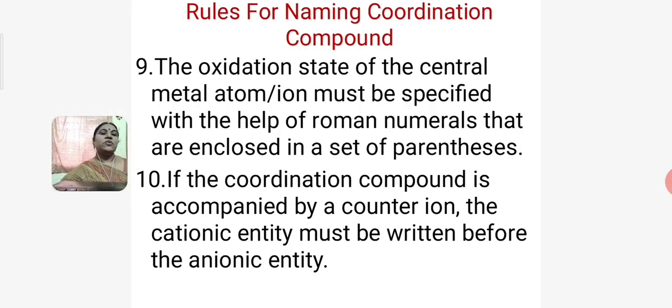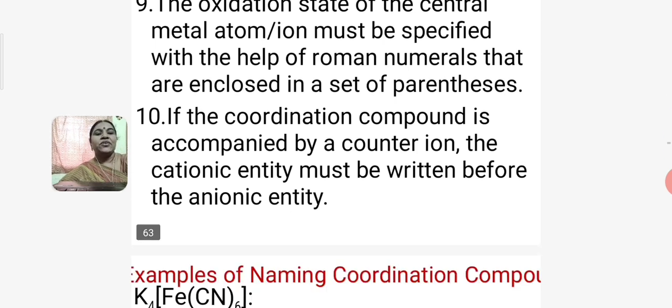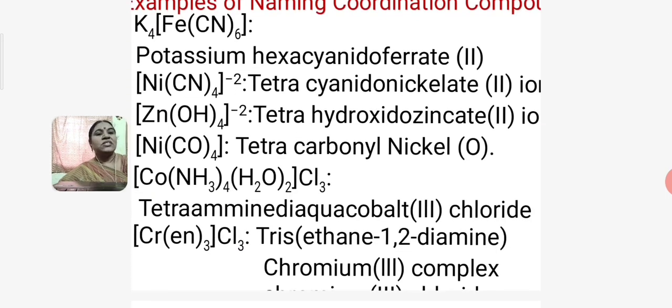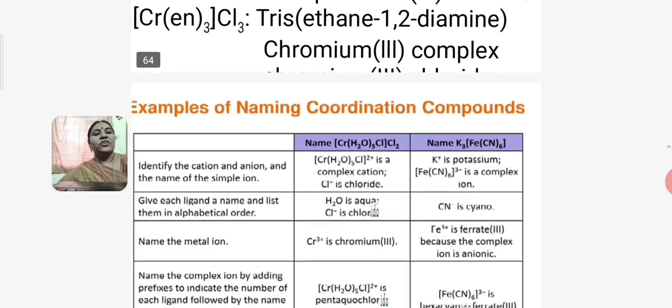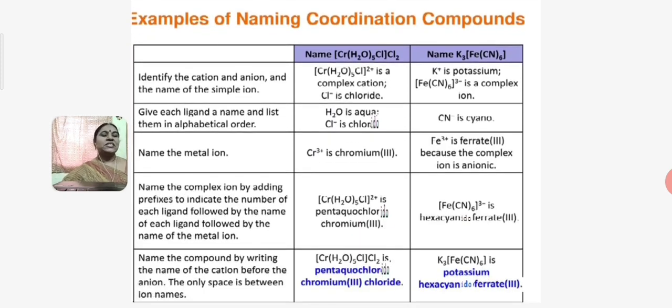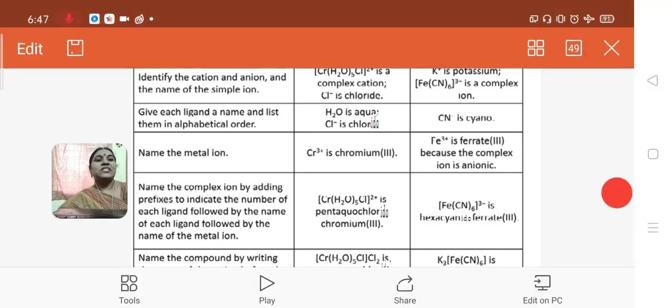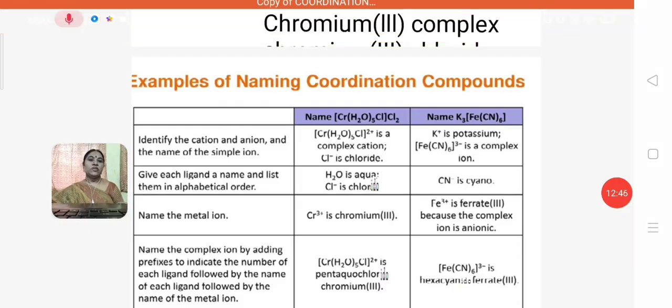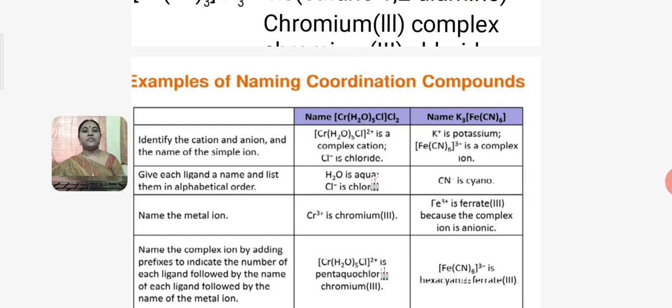If the coordination compound is accompanied by a counter ion, the cationic entity must be written before the anionic entity. And after that, we already have seen how these complexes are named. For writing the name of complexes, there is a guided slide. Now using this, we will see how complexes are named. Now let us see how this complex is named. The complex is [Cr(H2O)5Cl]Cl2.